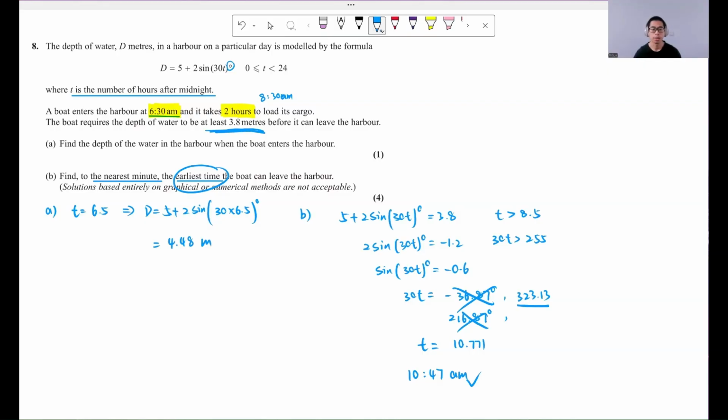We round up. But I checked the mark scheme. Both values are acceptable, so it doesn't matter if you leave it as 10:46 or 10:47. They give you marks for both answers.